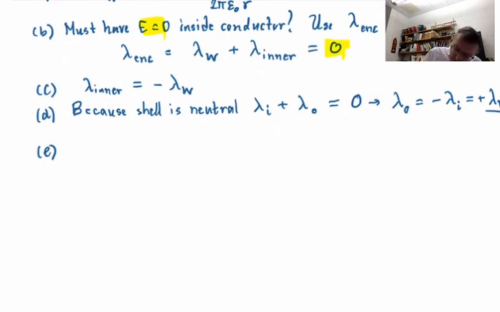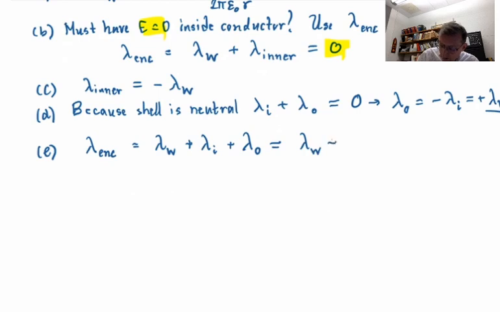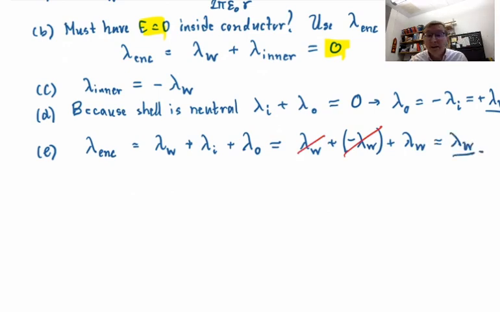So the total lambda we have to include, lambda enclosed, is the lambda of the wire, plus the lambda induced on the inner surface of the shell, plus the lambda induced on the outer surface. And then use what we know about these various things. Lambda wire plus lambda inner, negative lambda wire, plus lambda outer, lambda wire. And those two cancel, and we just have lambda wire. That's what you would use if you're outside.